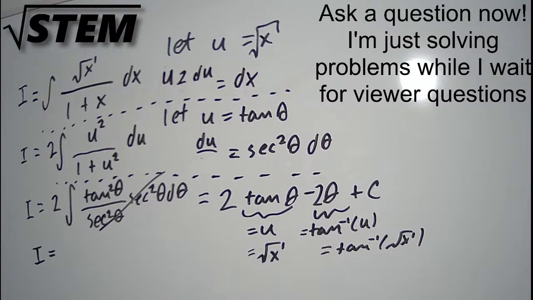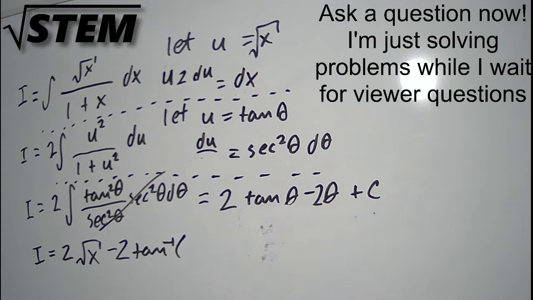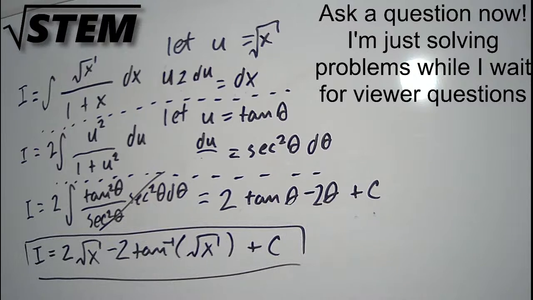So our original integral is 2 times the square root of x minus 2 times tangent inverse of, go ahead and erase all that stuff, tangent inverse of the square root of x plus c. That was another good one. All right.